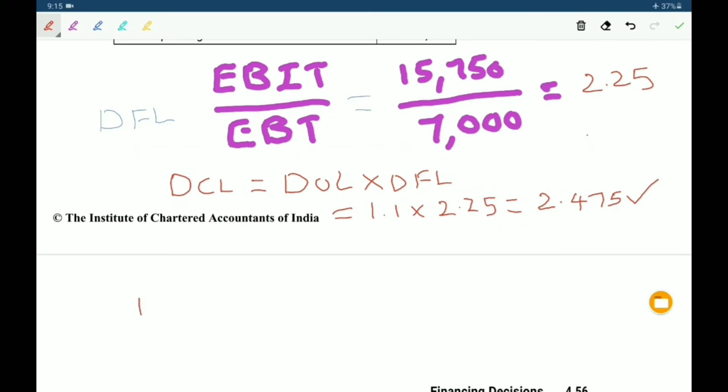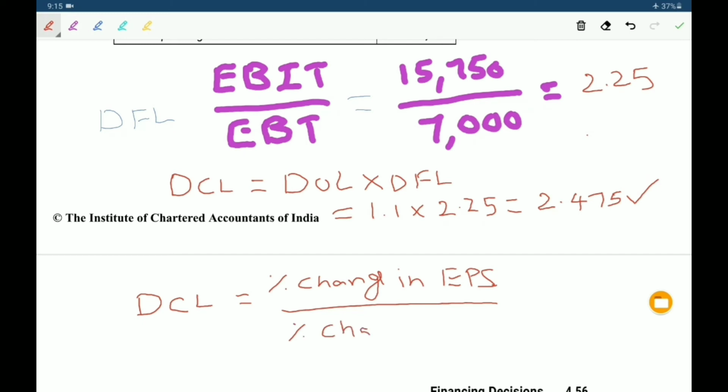What is the degree of combined leverage formula? Degree of combined leverage equals percentage change in EPS. We are recording classes on a mobile phone, that's why our main objective is conceptual learning, so focus on the class and conceptual learning only. Percentage change in EPS by percentage change in sales.